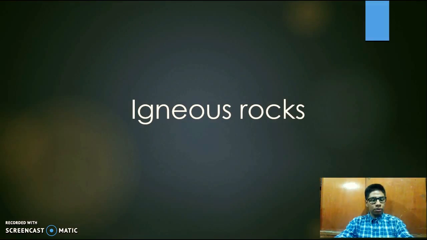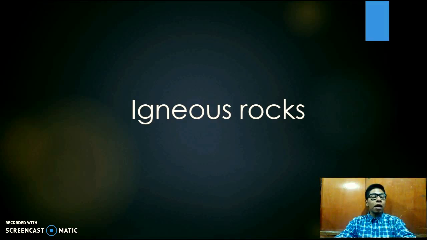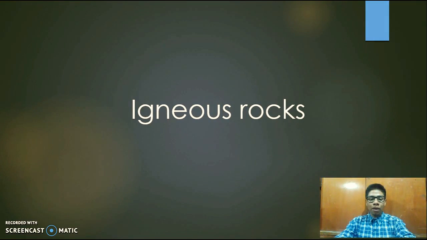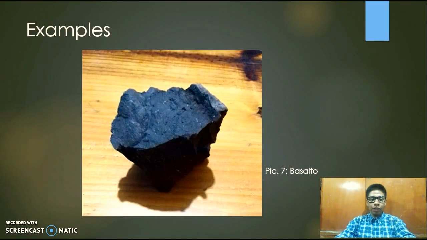Igneous rocks are formed when magma cools and becomes solid. Cooling occurs slowly below the surface, or quickly on the surface after a volcanic eruption. Examples of igneous rock: andesite, rhyolite, porphyry, gabbro, granite, and basalt.